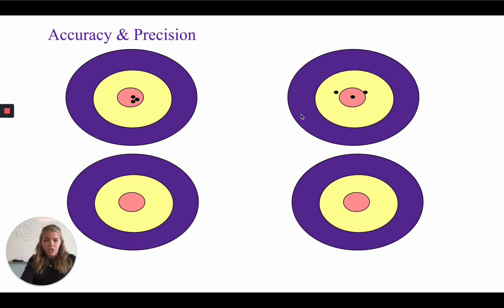These 3 darts aren't all on the bullseye, but they're pretty close to the bullseye, but they're not all bunched up together. So this would demonstrate something that's accurate. You're pretty close to what you want, but it's not precise because your answers aren't all bunched up together.